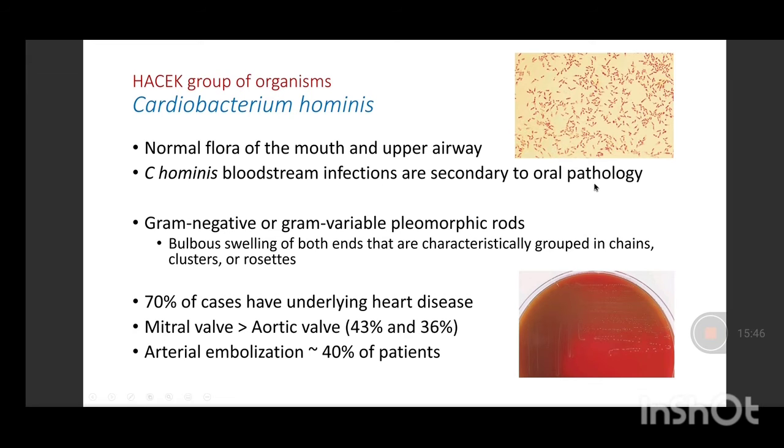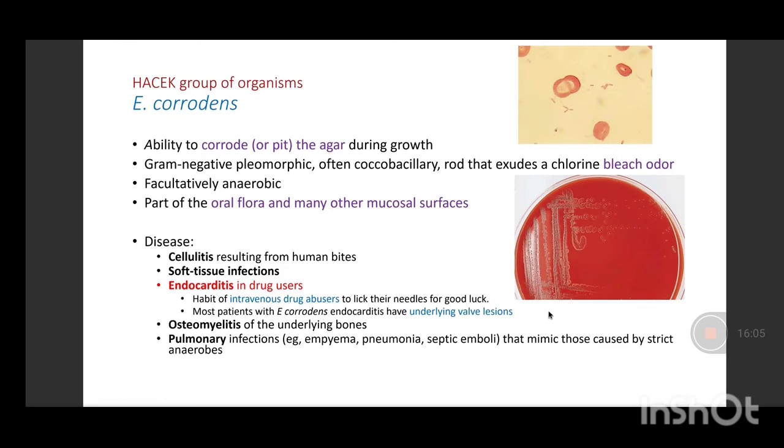Again, it is secondary to the oral pathology. Mitral valve involvement is higher than the aortic valve. Almost 40% of the patients have arterial embolization of the vegetations caused by Cardiobacterium hominis. Again, it is the tiny alpha hemolytic colonies which can be seen on the plate.